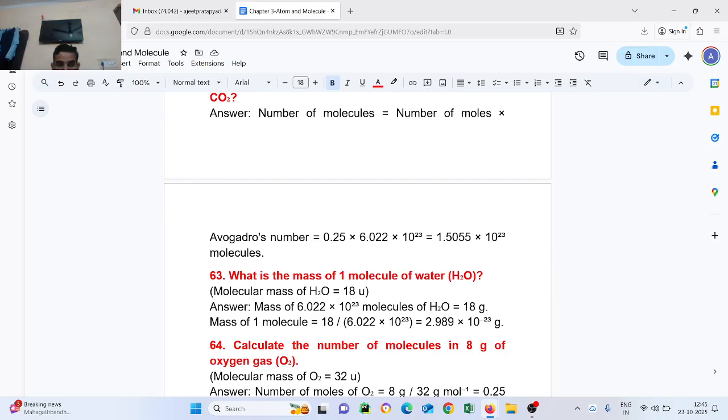Molecular mass of water is 18 unit, and the mass of 6.02 multiplied by 10 to the power 23 molecules of H2O is equal to 18 gram. So the mass of one molecule is 18 upon 6.02 multiplied by 10 to the power 23, which is equal to 2.98 multiplied by 10 to the power minus 23 gram. What is the mass of one molecule of water?